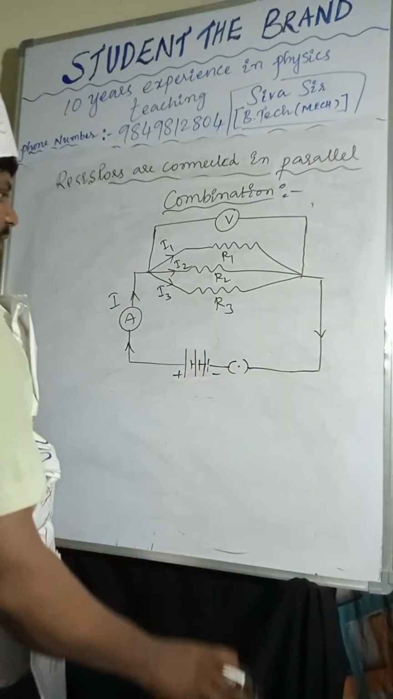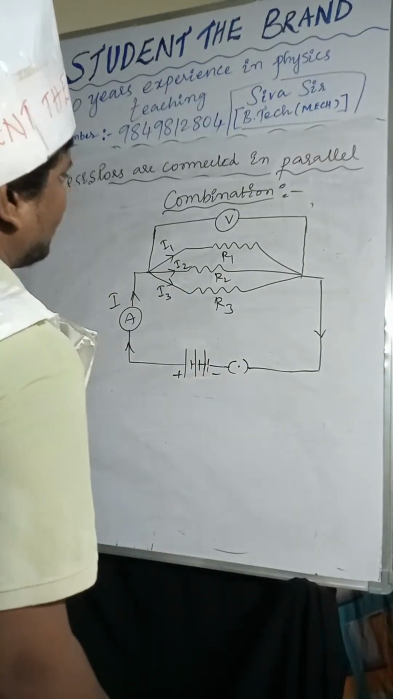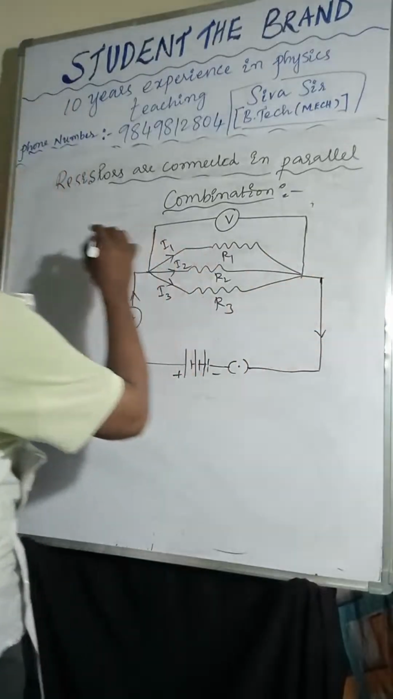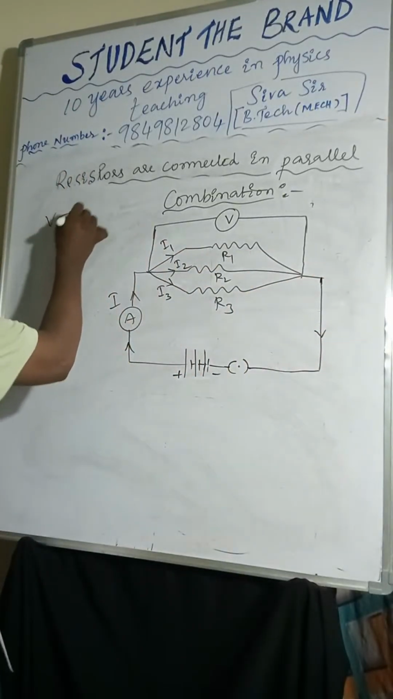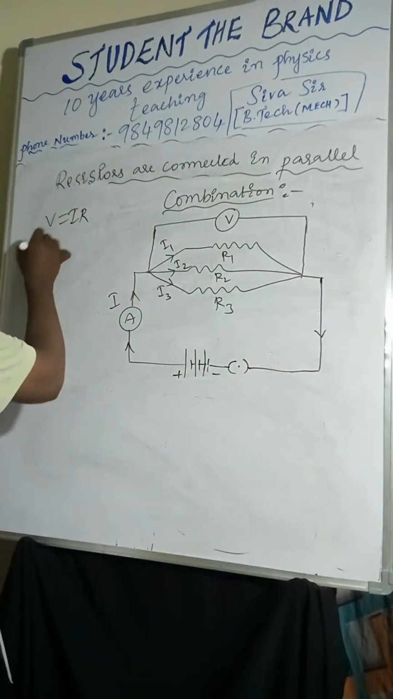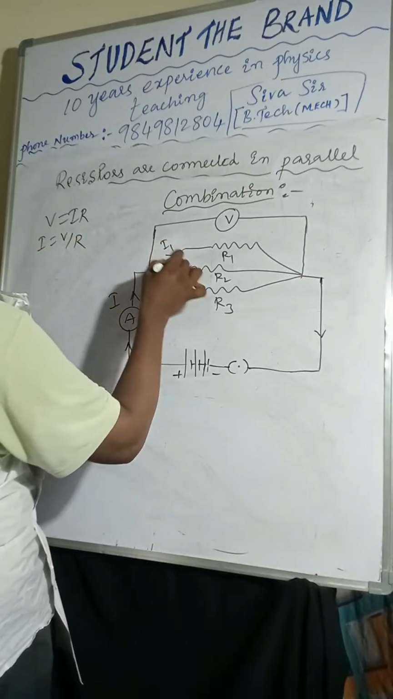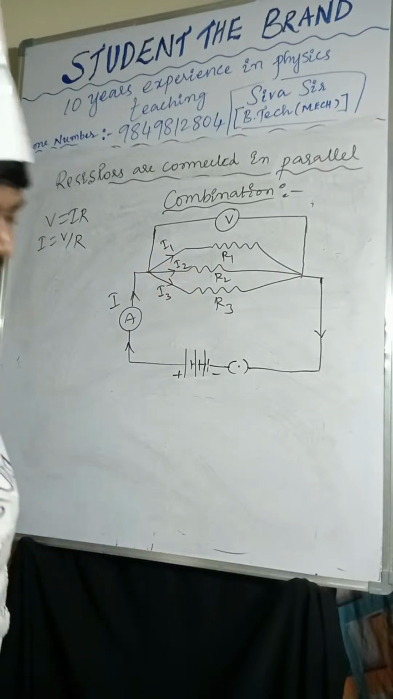From Ohm's law, V equal to IR, so I equal to V by R. Because current is dividing into I1, I2, I3, current is dividing into three parts.